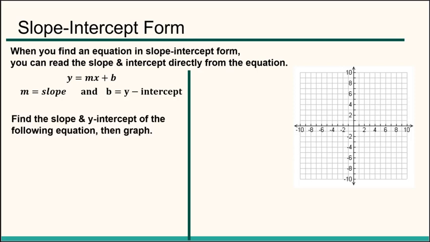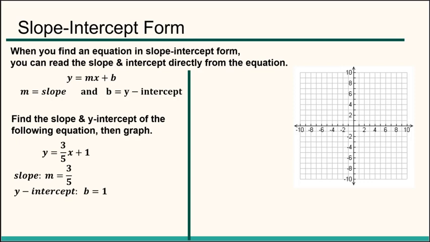You're going to be told to find the slope and the y-intercept of the following equation and then graph. So let's just say they give you something that looks like this: y equals 3 over 5x plus 1. Notice that the 3/5 is in the m position. That will be your slope. If you look at the 1, he is in the b position. That's going to be your y-intercept.